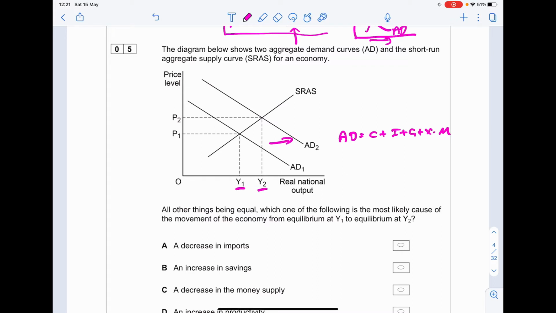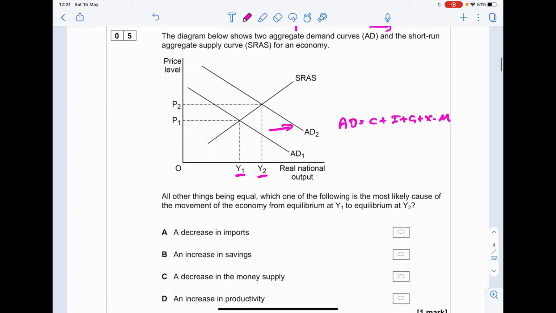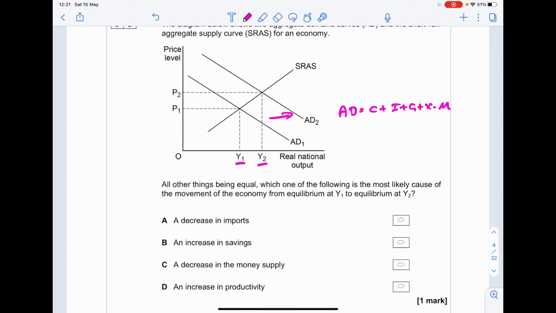So again, we've got to think about which of the things in this formula are changed by these factors down here. So we want to shift to the right. Well, an increase in saving is going to mean if there's more saving, there's less consumption. So it can't be that one. A decrease in the money supply, well, that's a bit irrelevant when it comes to demand, because there's nothing in that formula, but I suppose you could say a decrease in the money supply means less consumption.